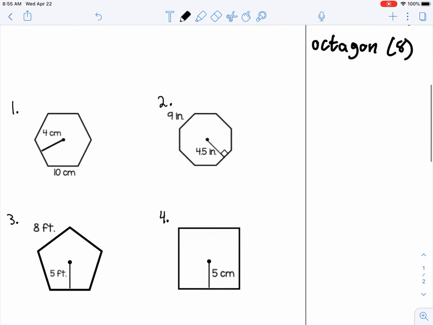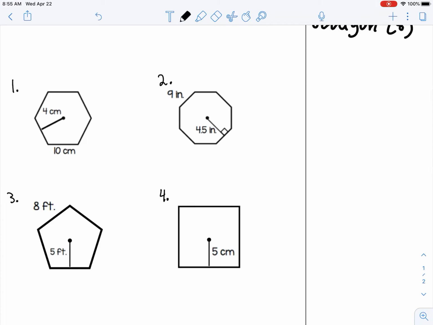So let's go into some practice examples. I have examples 1, 2, 3, and 4. They're all different shapes. Now, we haven't found the formula to find the area of these shapes, so I want to give you that real quick. To find the area of a regular polygon, the formula is A equals 1/2 times little a times P.